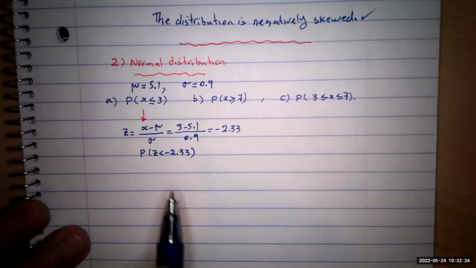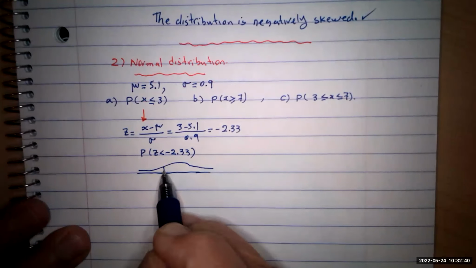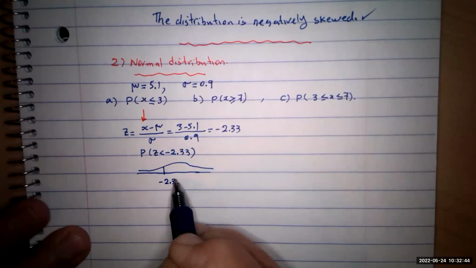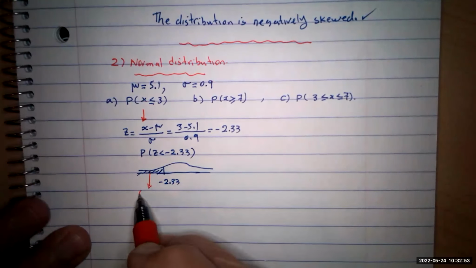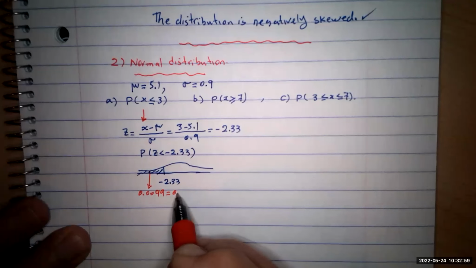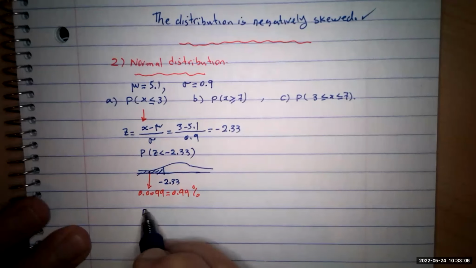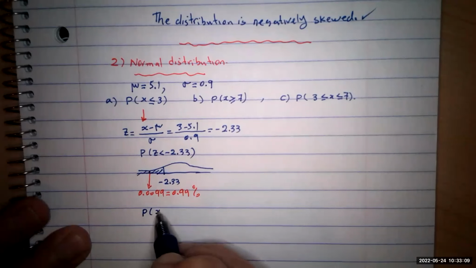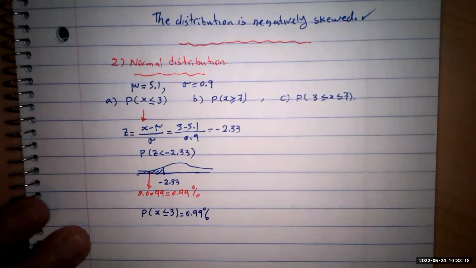If you want to go with the table, this is the area to the left. So the number is negative 2.33, and you check your table. The probability that corresponds to this is going to be 0.0099. You can check it for yourself, which is 0.99%. So the chance that the thickness is going to be less than 3 millimeter is almost 1%, 0.99%, and we are done with the first part.